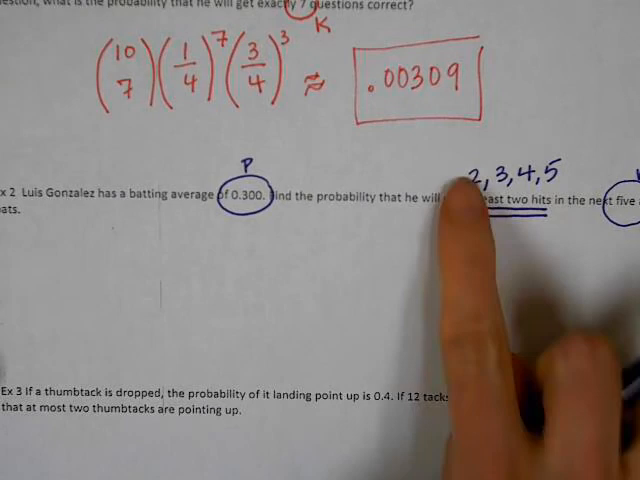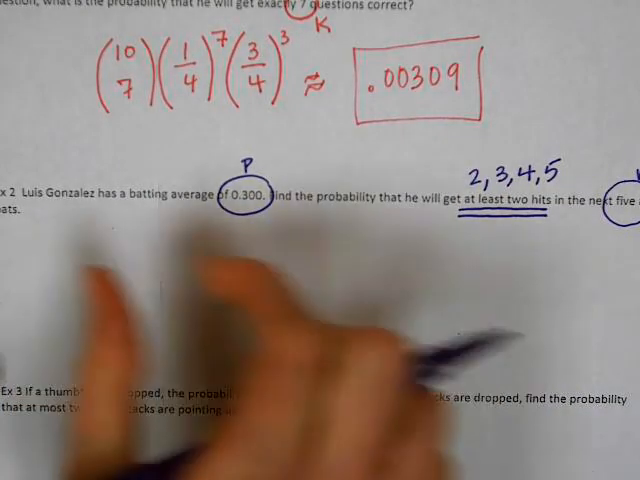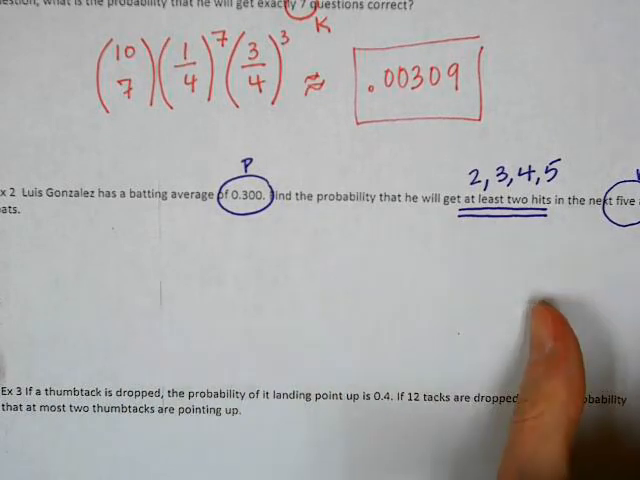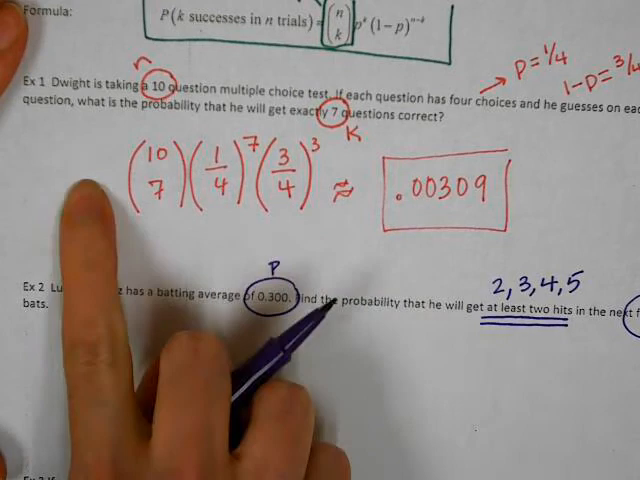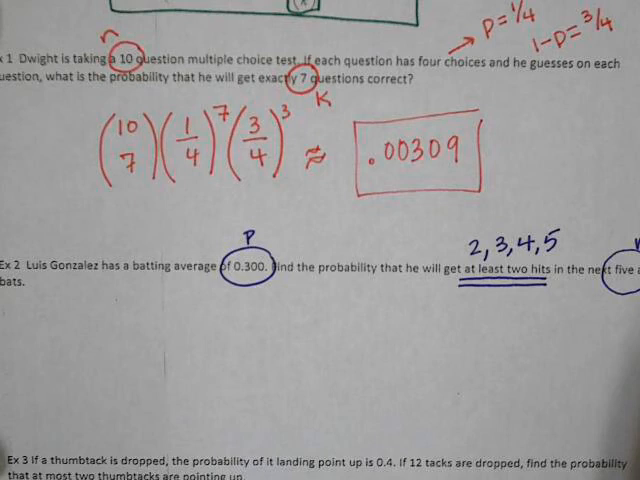So because we have a bunch of different possibilities, we would have to find the probability of each one and then add them all together. Okay, but do you guys really want to do this 4 times? It's kind of a pain. So there is a little bit of a shortcut.